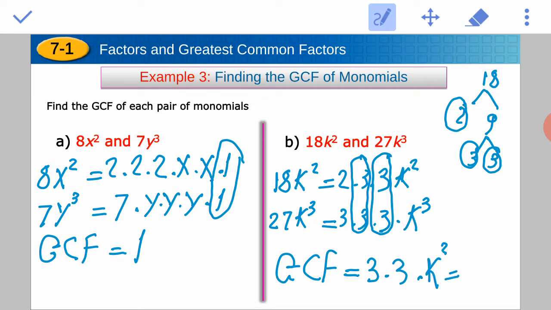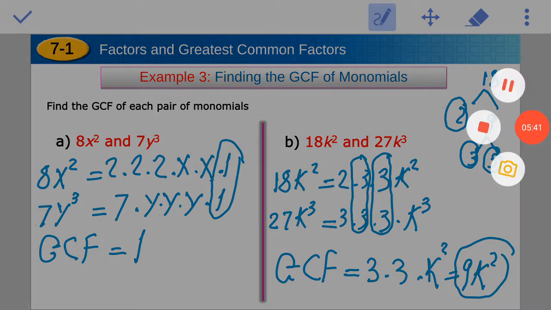Let's simplify our answer. 3 times 3 is 9, k to the power 2. The greatest common divisor of 18k squared and 27k cubed is equal to 9k squared.